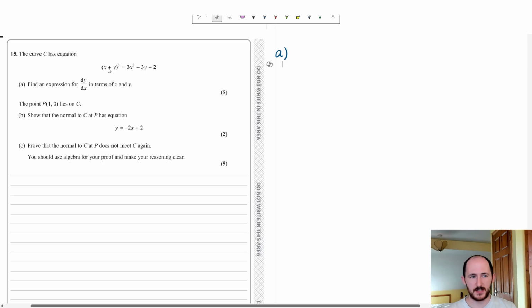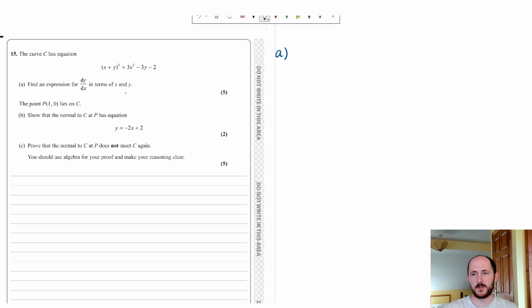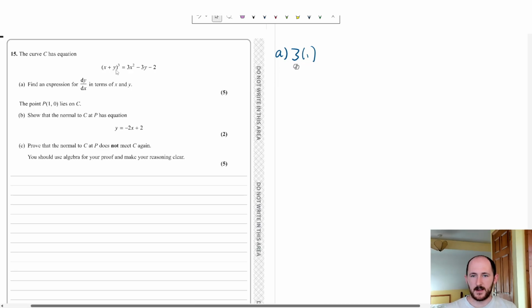Well, the first thing you should keep in mind is that this is going to be the chain rule. So when we differentiate this, we bring the power forward, that'll give me 3. Then when we differentiate the x, we get 1, right? 1. Then we've also got to differentiate the y.